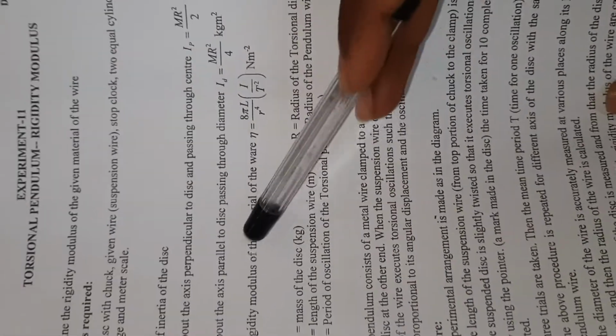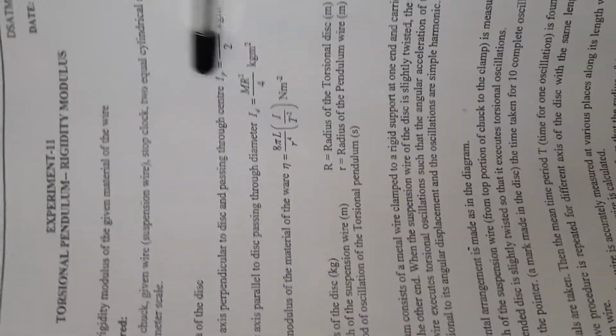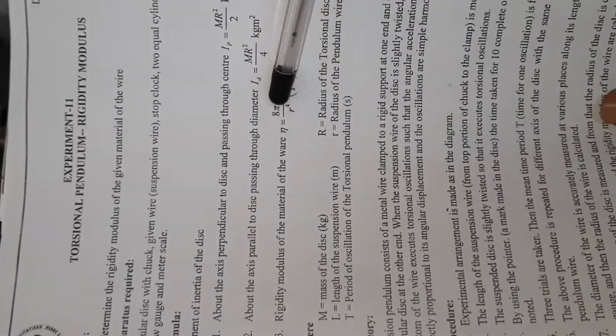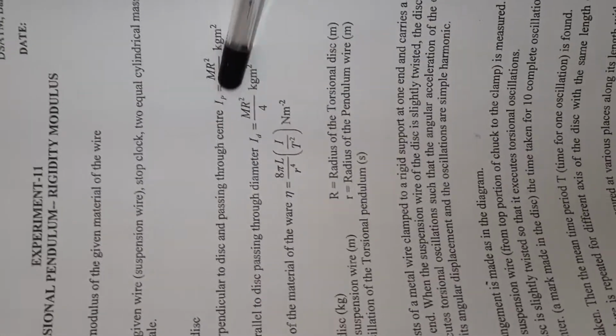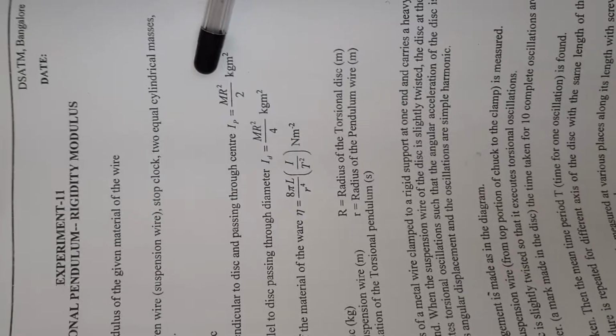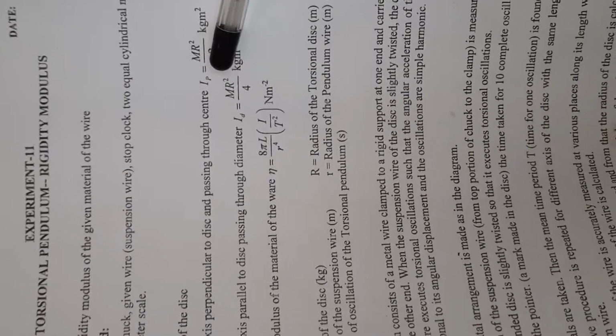Now coming to the experiment, look at this. We are finding the moment of inertia through the perpendicular mode and through the parallel mode. That is, for the axis passing through the center of the disc we find the moment of inertia, and for the axis parallel to the disc, going through the diameter, we also find the moment of inertia. For this one, the moment of inertia is mr² divided by 2, where m is the mass of the disc and r is the radius of the disc, and here it is mr² divided by 4. So both the mass and the radius of the disc are needed.